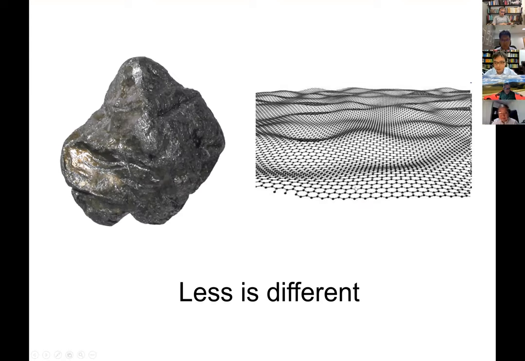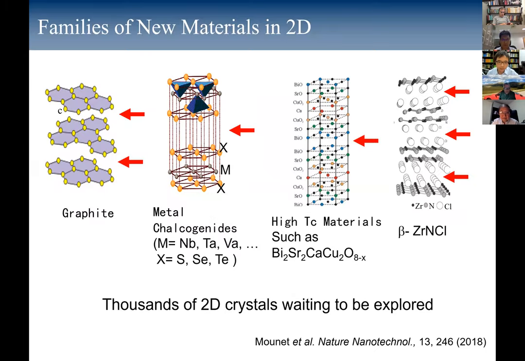So essentially you have to treat graphene as a totally new material. And this applies to graphene, but if you look around at other materials, this is a very general scheme. For example, in metal dichalcogenides, if you go to 2D, you have all the valleytronics that come up only in 2D. According to Monet, there are actually thousands of 2D crystals that are waiting to be explored. They encompass a wide variety of physics, from magnetism to superconductivity to even high-TC superconductivity. So there's a vast opportunity.